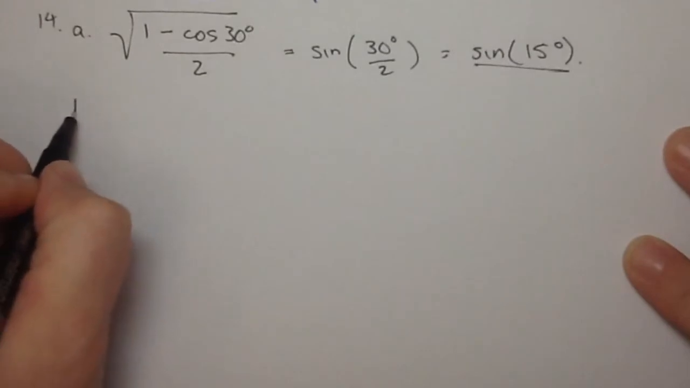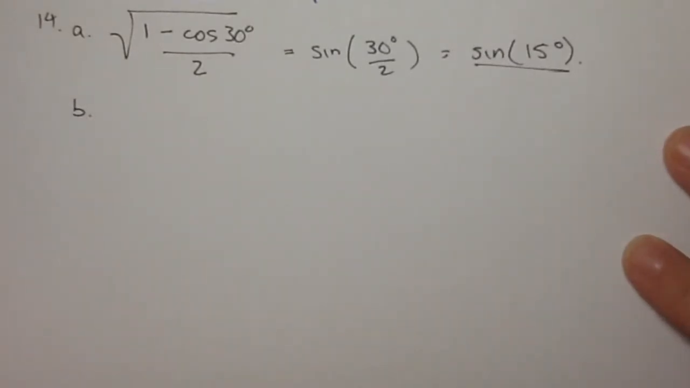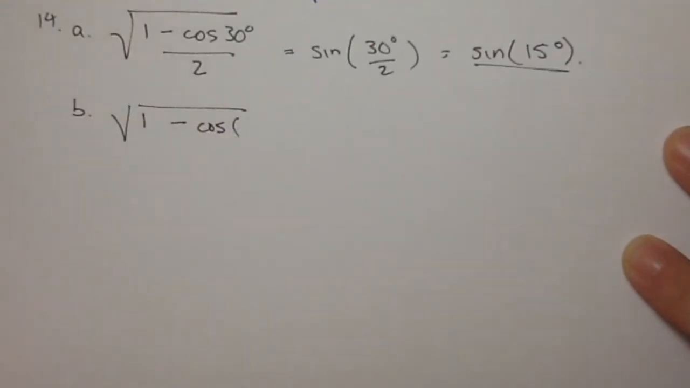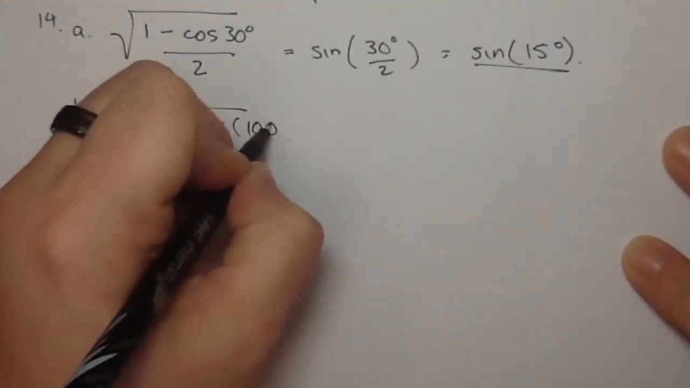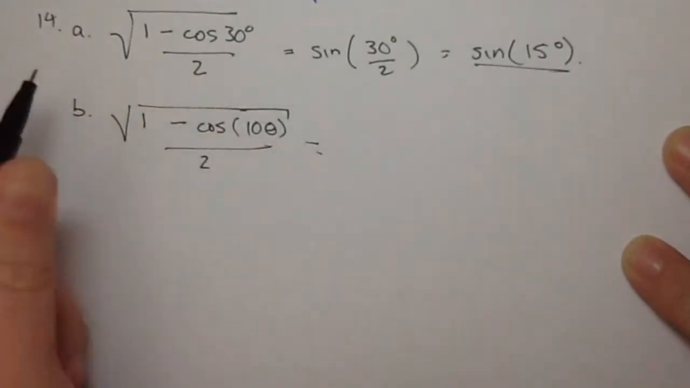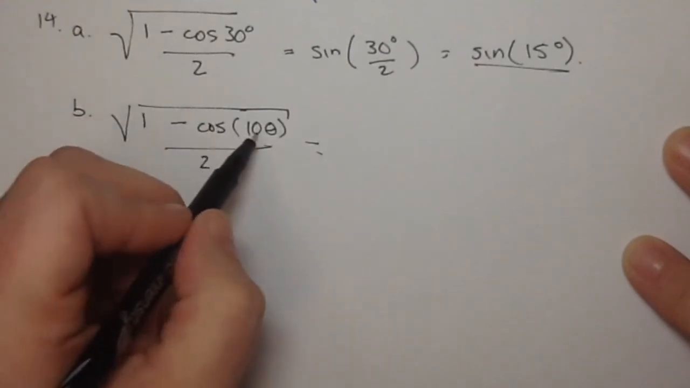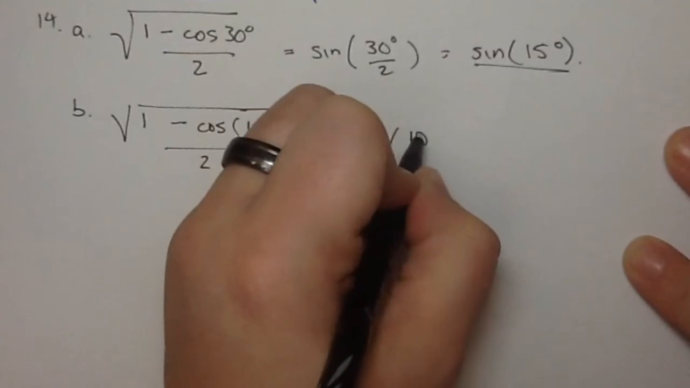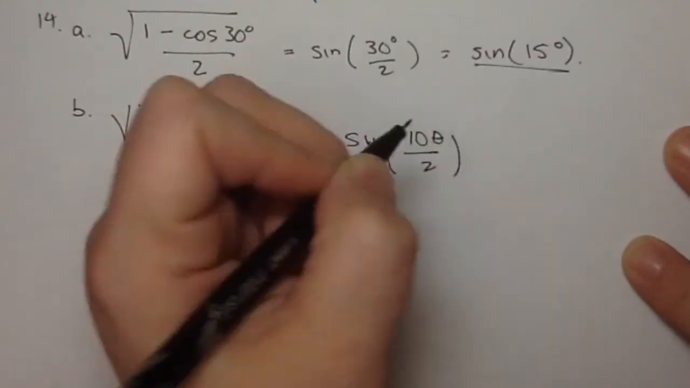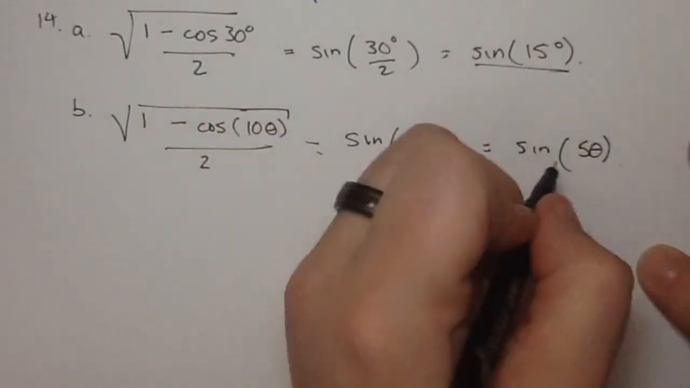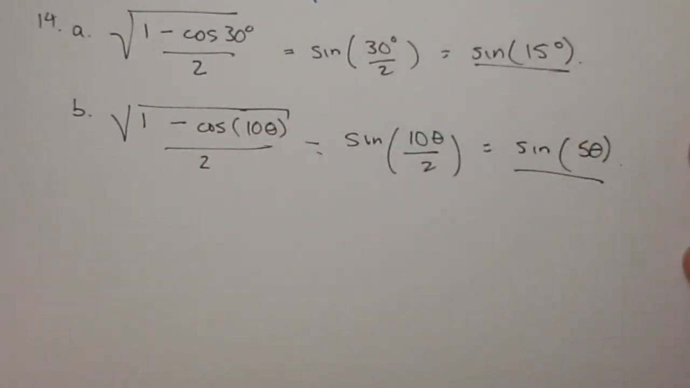All right, and then in B, we've got the square root of 1 minus the cosine of 10 theta all over 2. Well, okay, this is the same identity, right? 1 minus cosine something. So that's equal to sine of that something, 10 theta, divided by 2. So this is just the sine of 5 theta. So this has been problems 11 through 14.